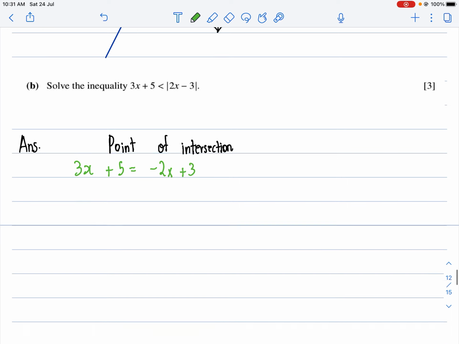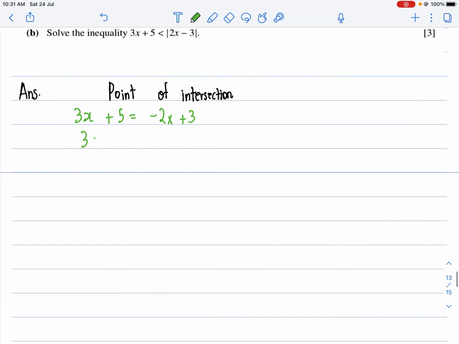So now I can write this as 3x plus 2x equal to 3 minus 5. So now I can write this as 5x equal to 3 minus 5, which is simply minus 2. So I get my x basically as minus 2 over 5. I'll just write this in better handwriting. This is minus 2 over 5. So this is basically the x coordinate of the point of intersection.